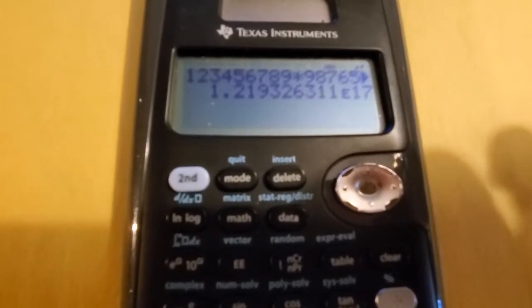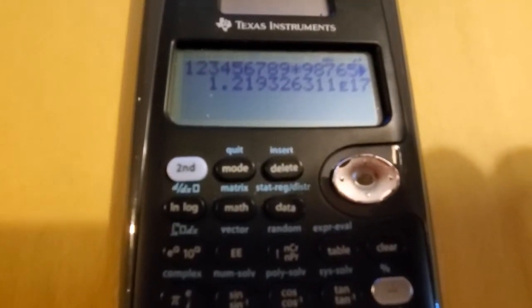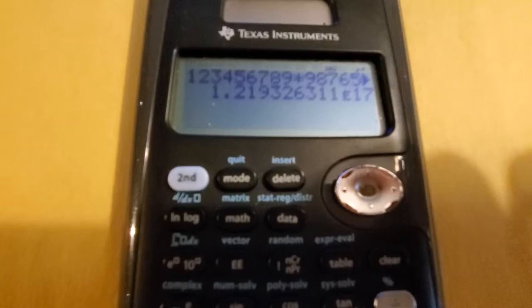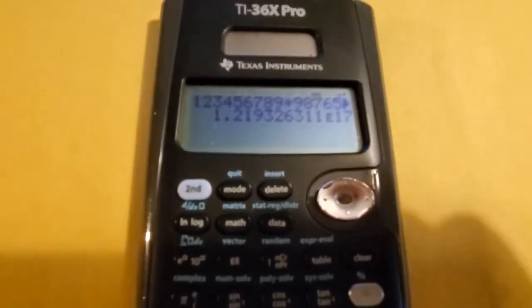So be careful with this one. You don't want to write E on your paper. You want to write down times 10 to the 17th power. Or write the answer in standard form by moving the decimal point 17 places to the right, if that's what you've been asked to do.